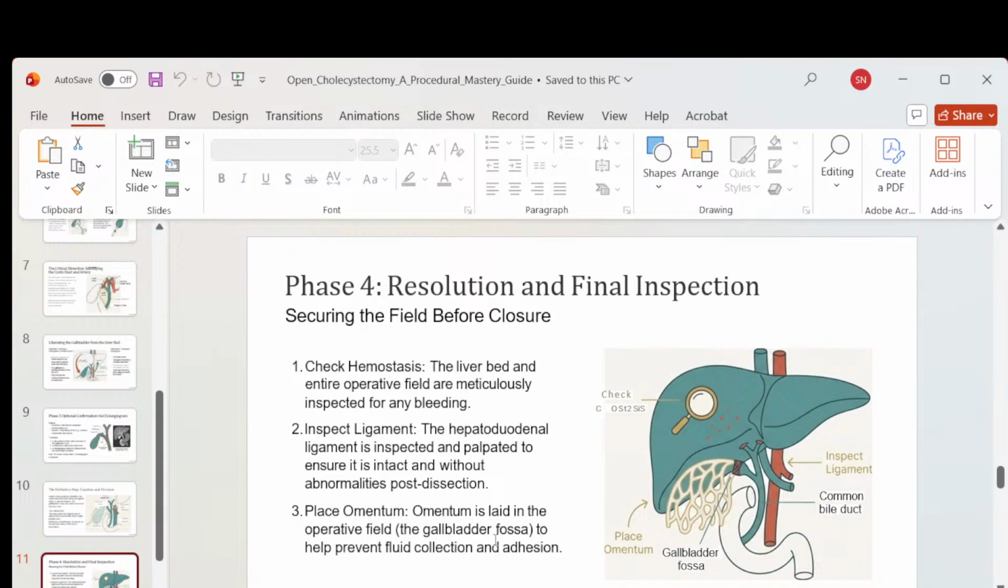The placement of omentum is, the majority of the times, not done. In the reference book that was given, it was included, so I have included it.